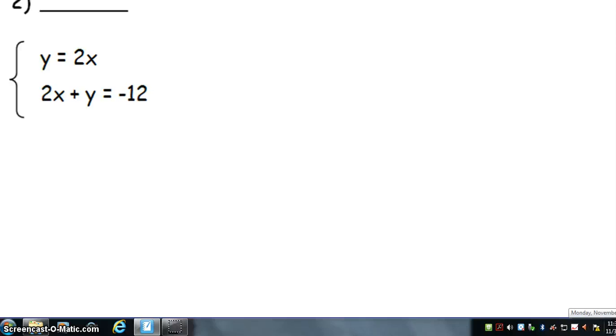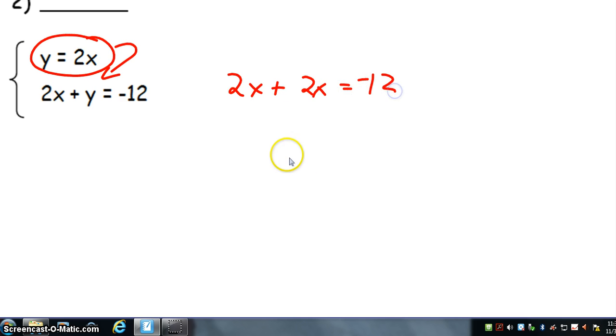Now we're going to take a look at another example here. We're going to take a look at y equals 2x and 2x plus y equals negative 12. Again, the nice element is that they've already solved for y in this case. So, why not use that to your advantage? Just take that y and plug it into the second case. When you do that, it becomes 2x plus, instead of y, I'm going to have 2x equals negative 12. Put those together. 4x equals negative 12. Divide by 4. x equals negative 3.